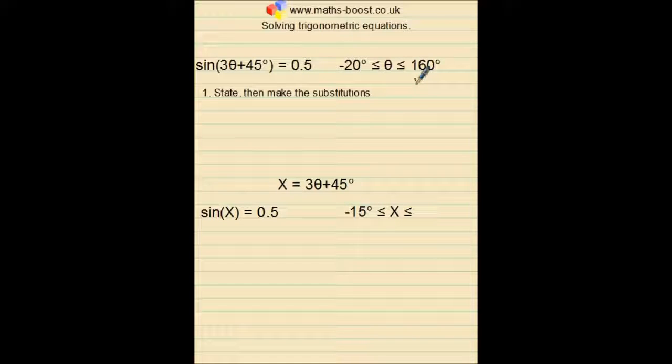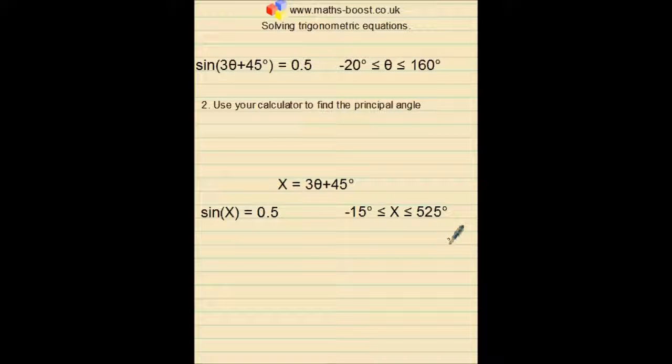And similarly, the largest value that theta takes is 160 degrees. So again, 3 times this, add 45 degrees, gives us 525 degrees. And here we have our much simpler equation to solve.